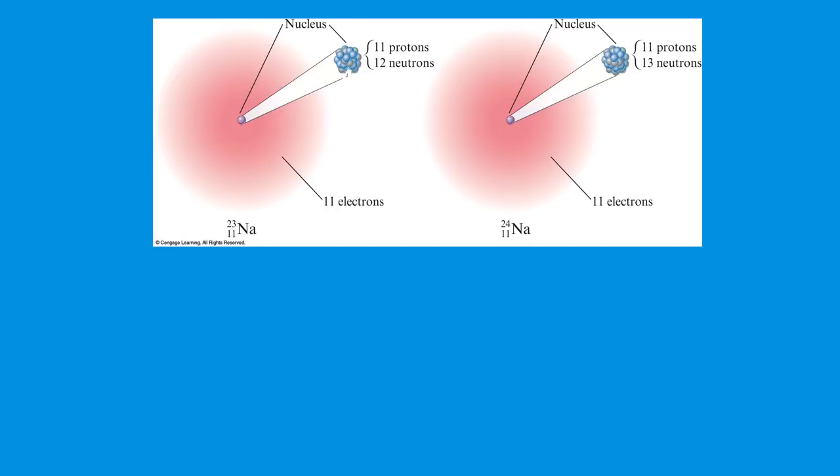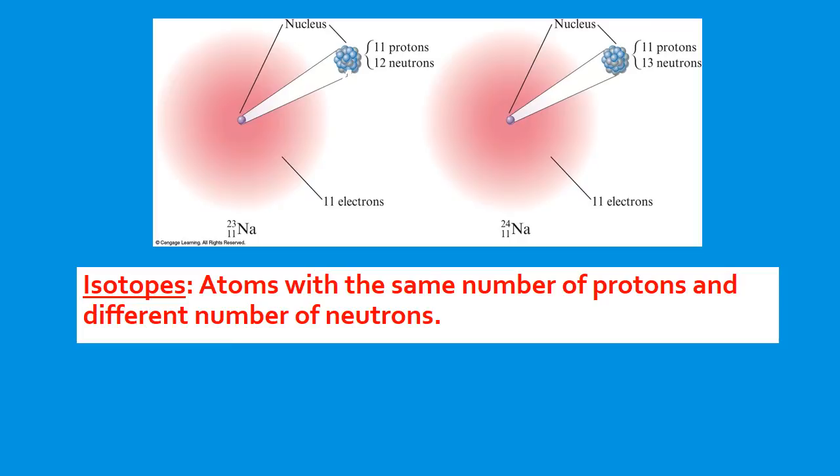These atoms are isotopes of sodium. Sodium 23 has 11 protons and 12 neutrons, and sodium 24 has 11 protons and 13 neutrons. So isotopes are atoms of the same element, but with a different number of neutrons. Or you can say atoms of the same element with different mass numbers, because when you add the protons and neutrons together, you get a different mass number.